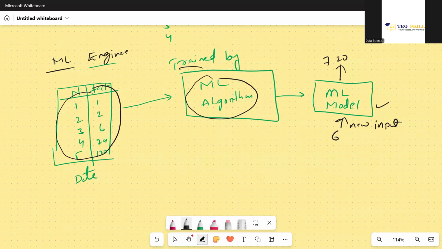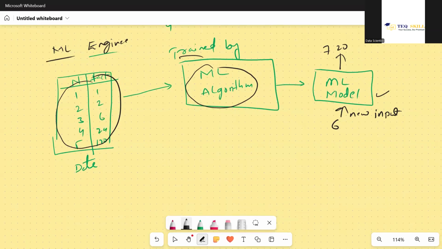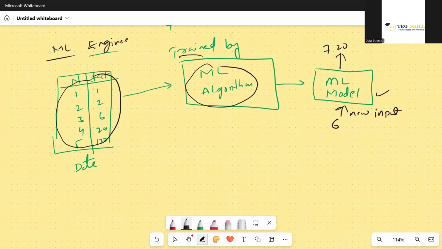So that is exactly the difference between the traditional programmer and the ML engineer or ML programmer. Any questions? No. Okay. But the thing is that it depends upon the model predictions and the model data type.